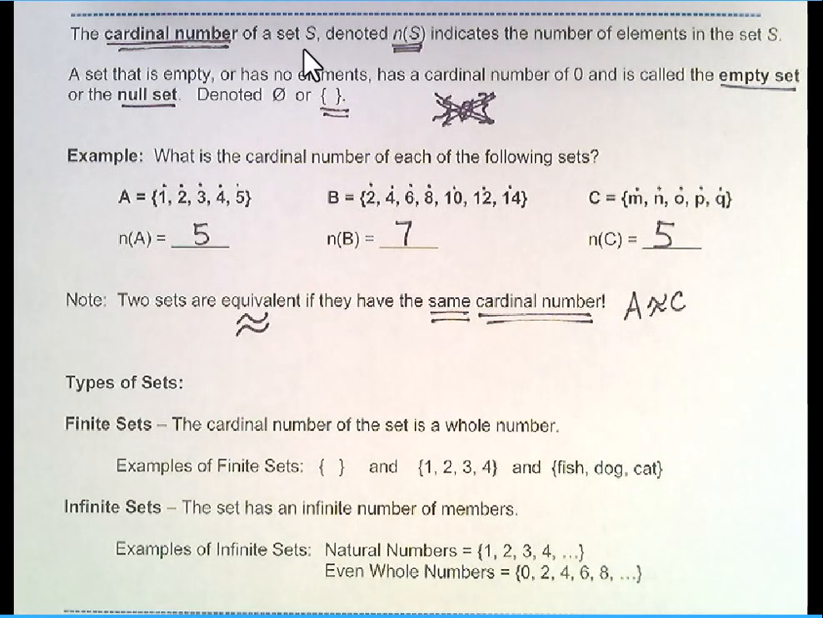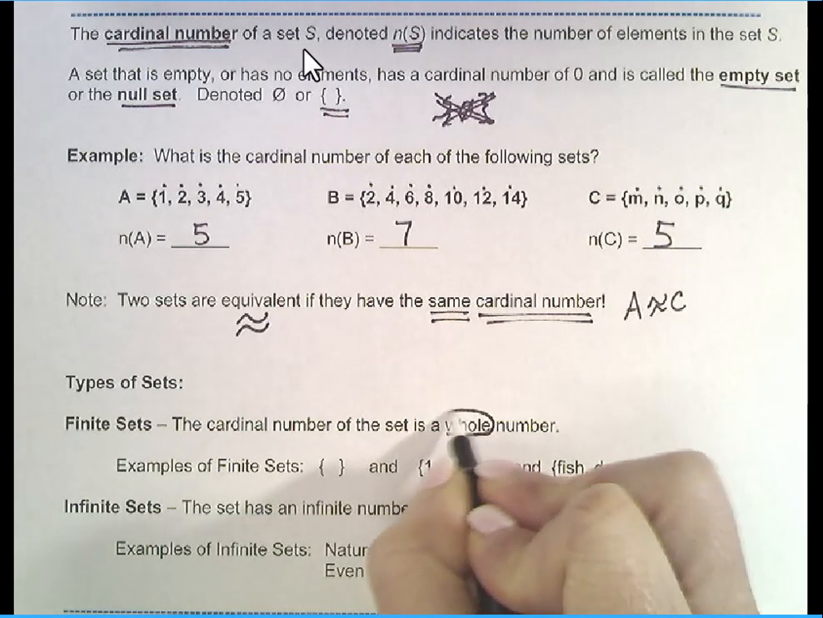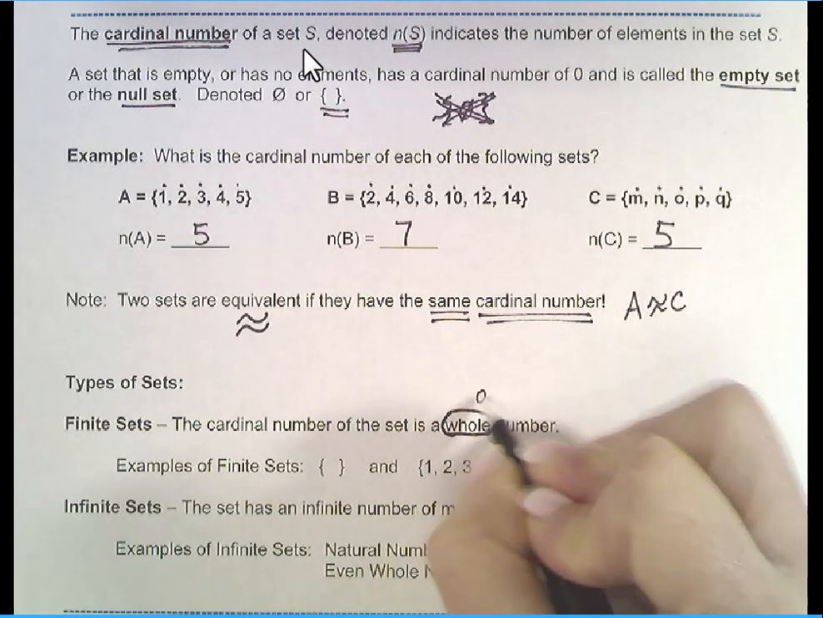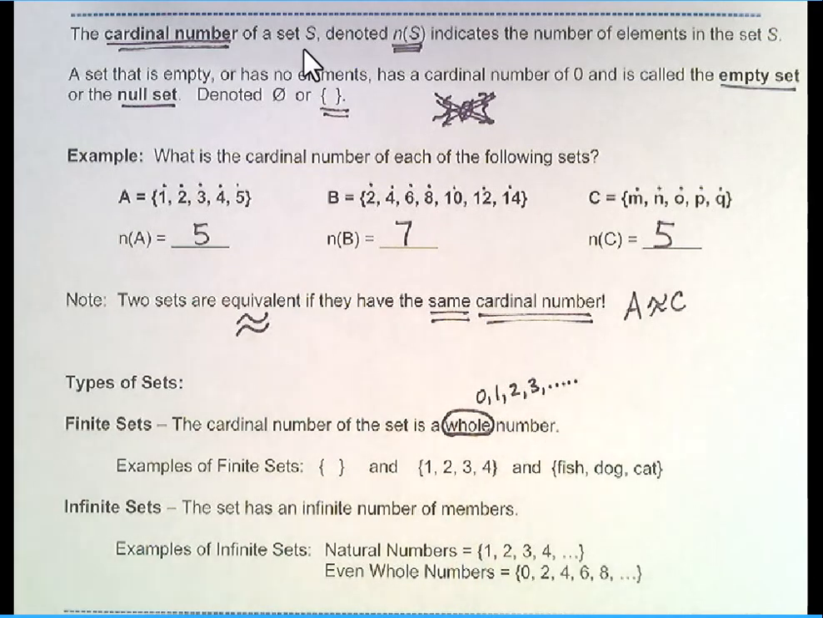All right, there's 2 other types of sets. We have what are called finite sets, and we have infinite sets. And I think they probably are what you think they are. A finite set would have a cardinal number that's a whole number. It's got to be a whole number. So 0, 1, 2, 3, etc. Those are whole numbers.